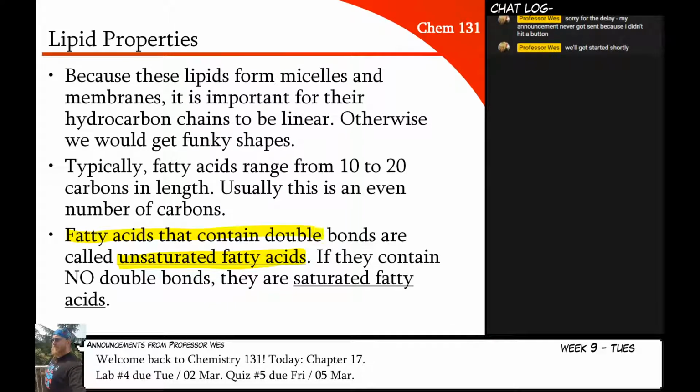Fatty acids that contain double bonds are unsaturated. Saturated fatty acids do not have double bonds, just like we were talking about with hydrocarbons. We were talking about double bonds before in the alkenes chapter. Something is saturated if it has the maximum number of hydrogens possible.